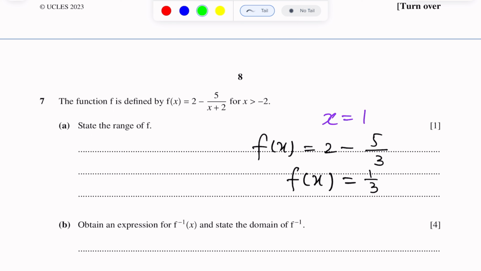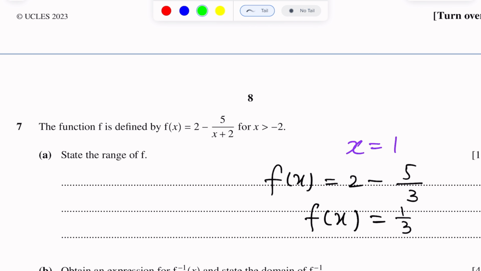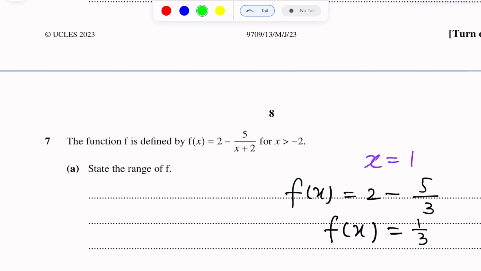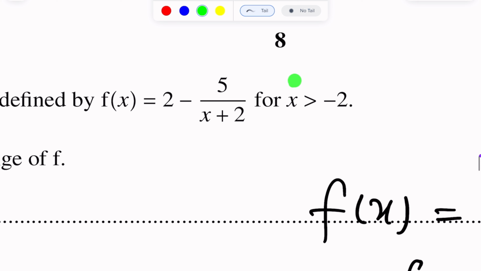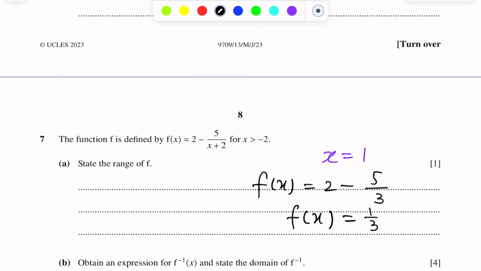So we can say that for any value greater than -2, when we put it in this function f(x), we always get the value of f(x) less than 2, because we are subtracting something from 2. 2 minus something is always less than 2. So the range of f will be f(x) < 2.